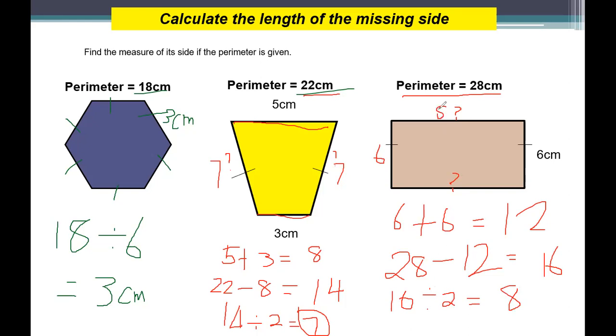So this is 8 and also 8. So if you are going to add now, 8 plus 8, 16, plus 6 is 22, plus 6 is 28. So now we found the missing side of the shape.